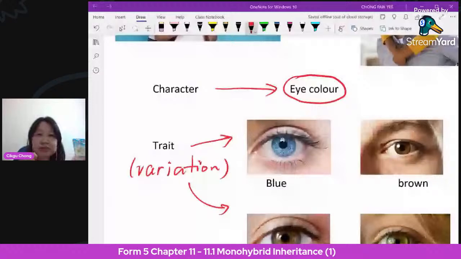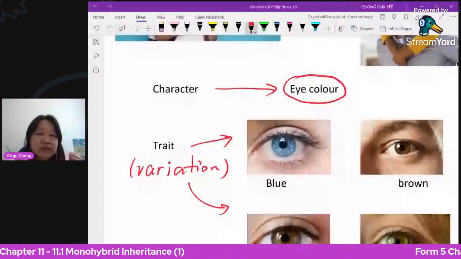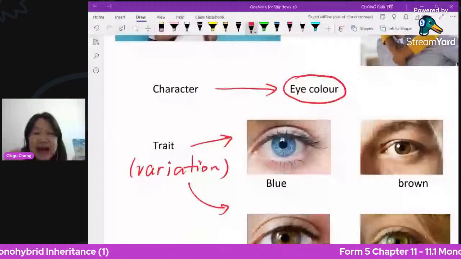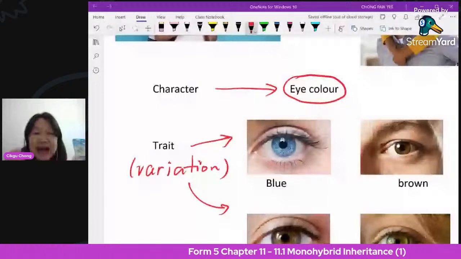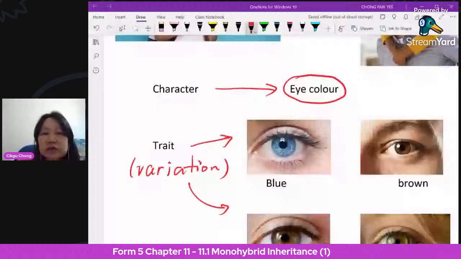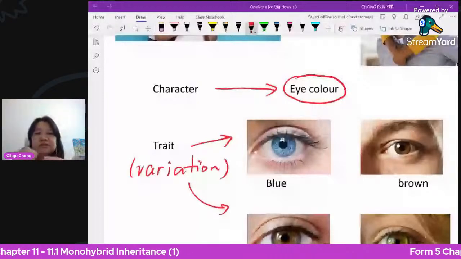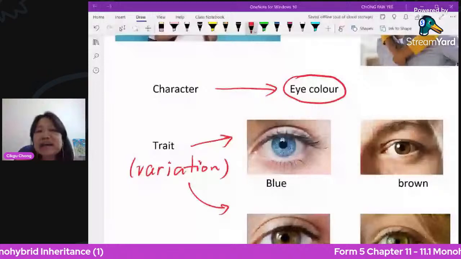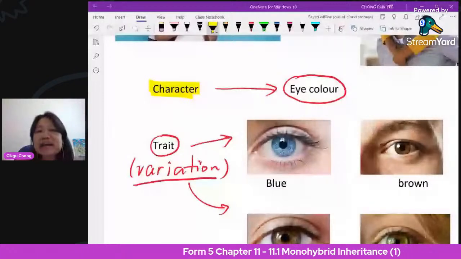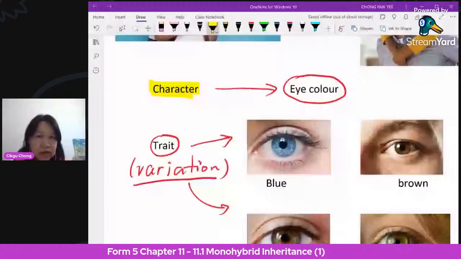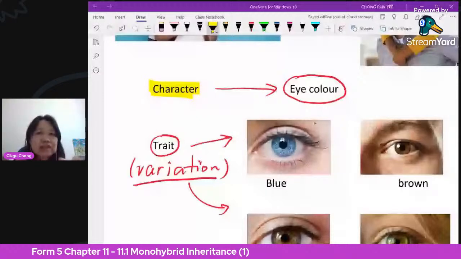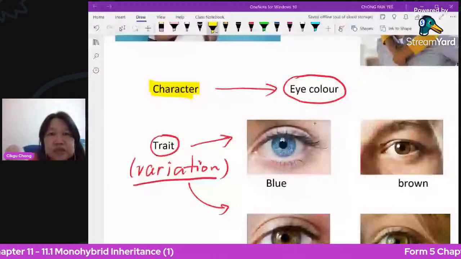Now, as you know, in humans there are many different colors of the eye. The iris is colored differently because of the protein, the molecule, or the ability to make a certain kind of protein. So this is called a trait. Trait is called a variation. The different types of eye color you have. So here, I want you to understand the difference. Character is the eye color. But what type of eye color? So that is the trait. The trait refers to the variation of the character.